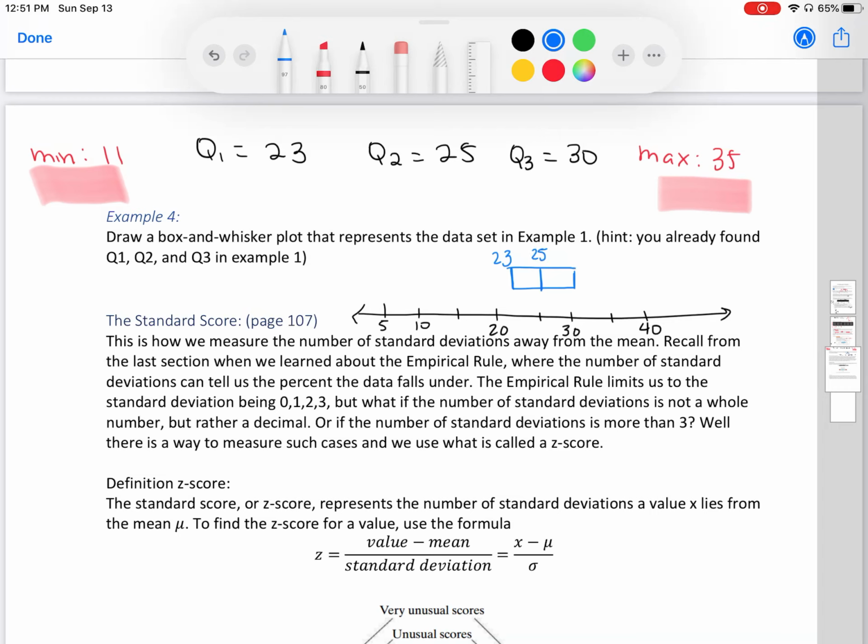And I like to write the numbers above so you can see exactly what we're talking about. And then I need to label my lowest and highest number. Those are going to be my whiskers. So I have 11, and I connect it to my box. And then 35, and I connect it to my box. There we have it. We have a box and whiskers.